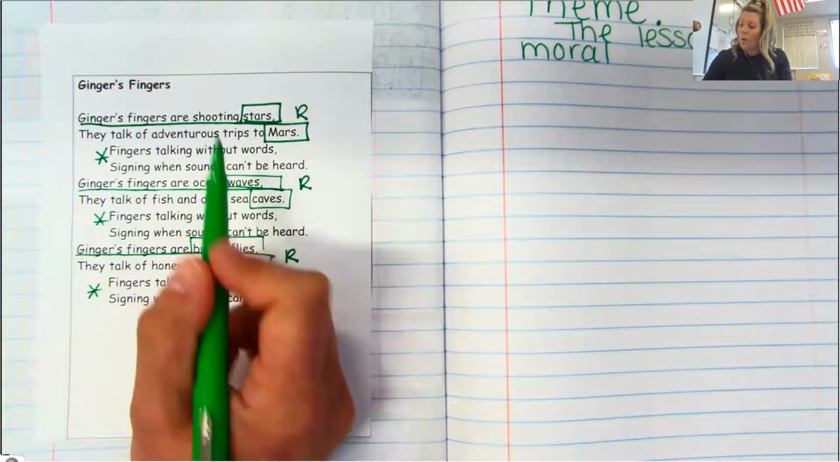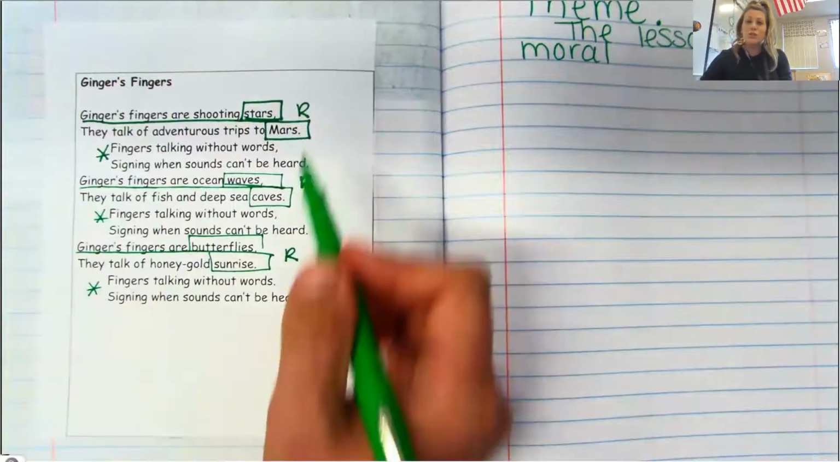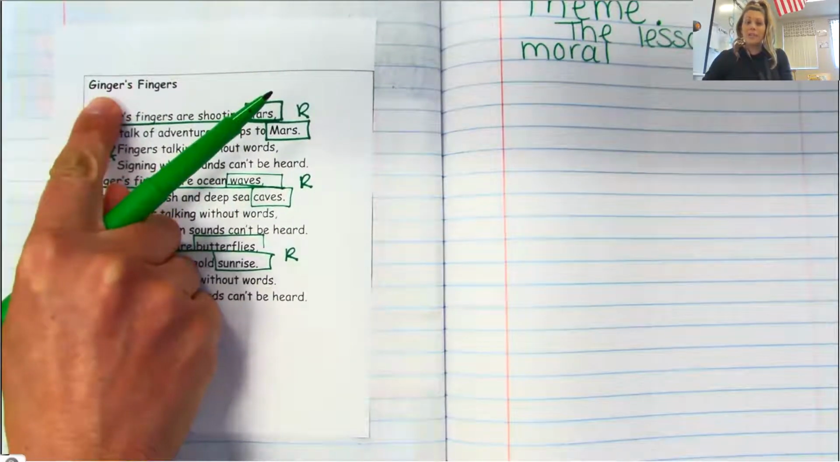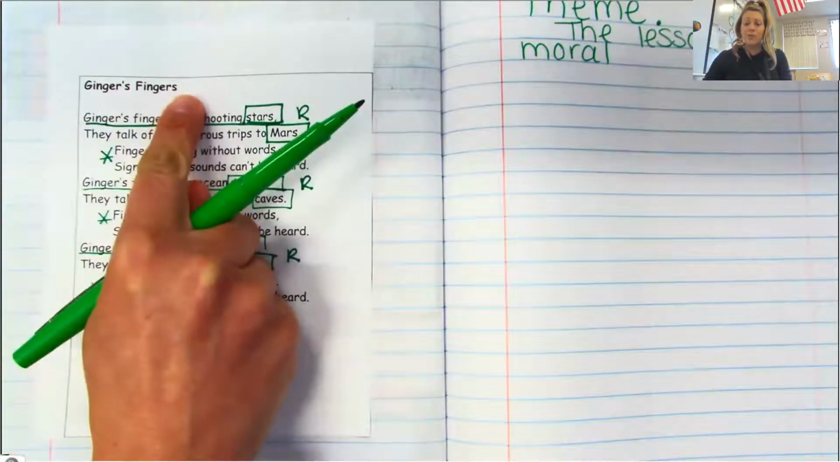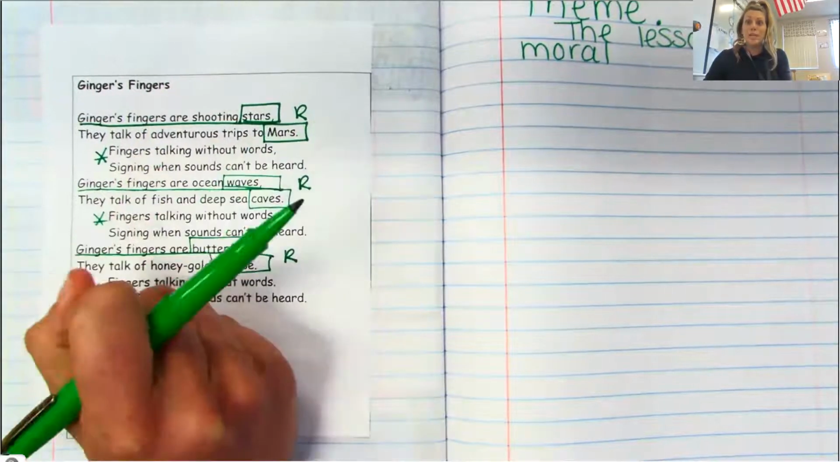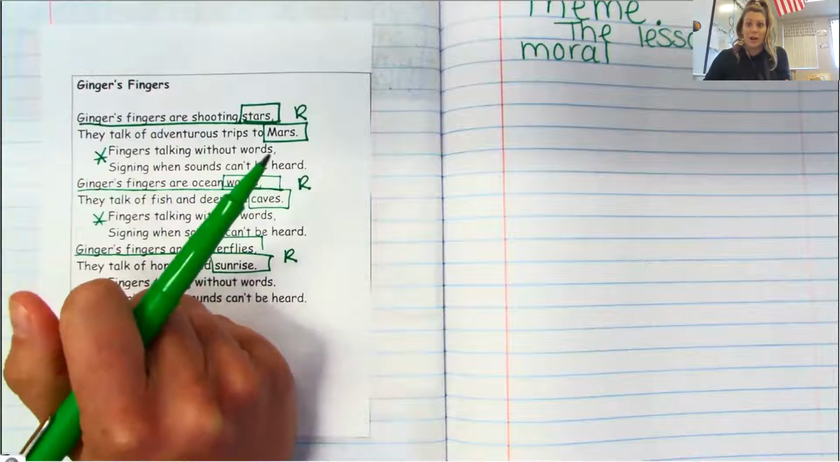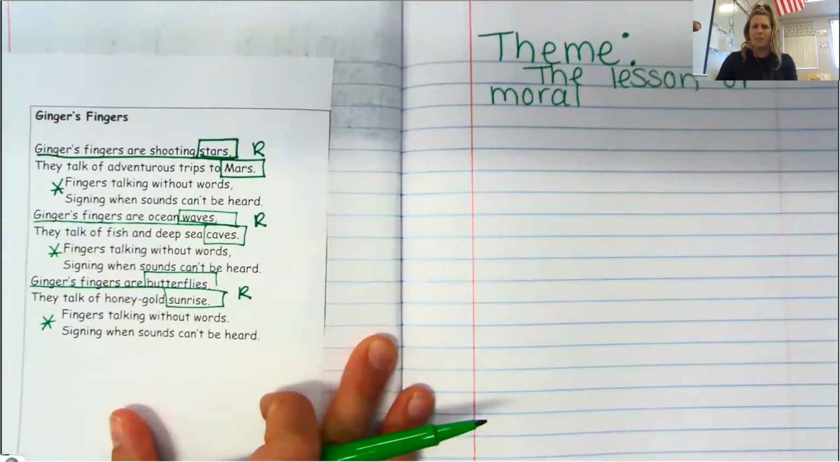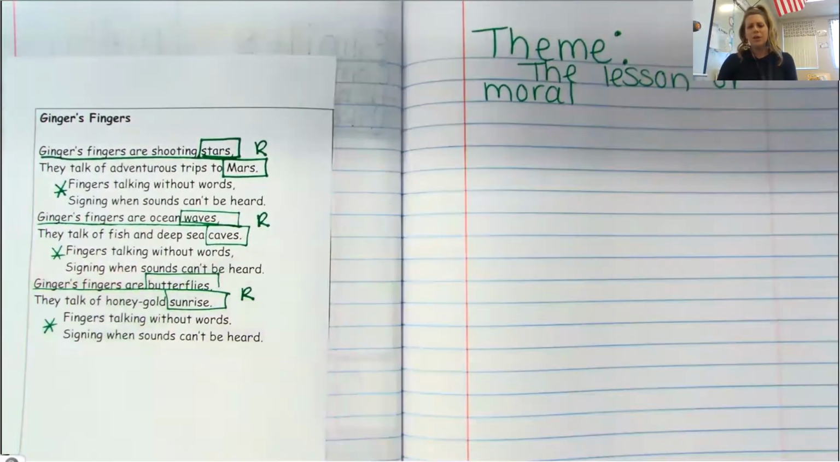So this whole poem, Ginger's Fingers, is about Ginger. And Ginger uses her fingers to communicate, to do sign language, right? So let's stop and think here about the theme. Do we know a lot of people that use sign language?